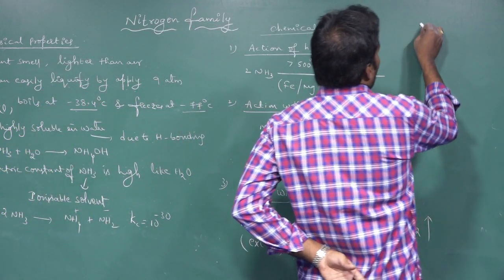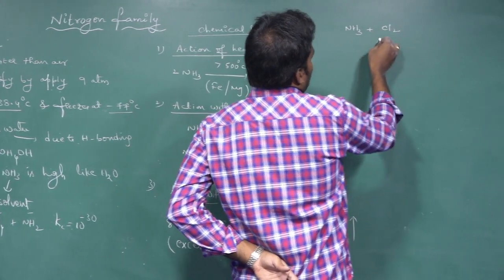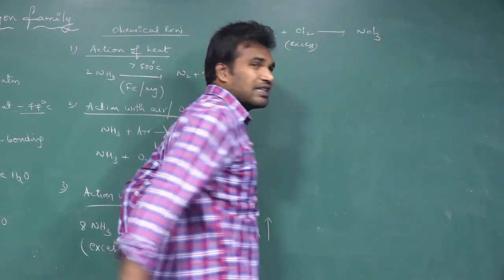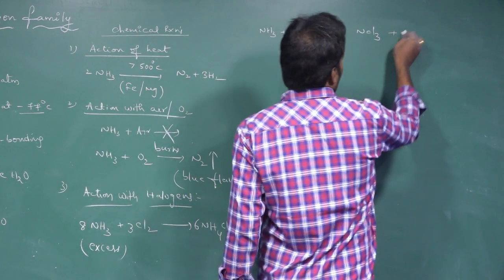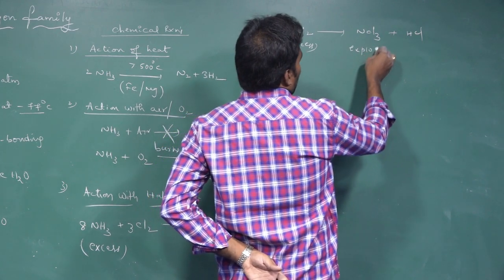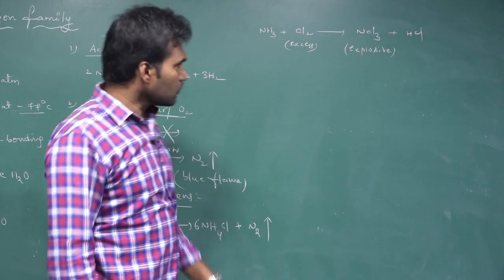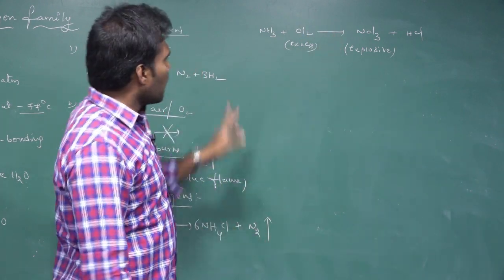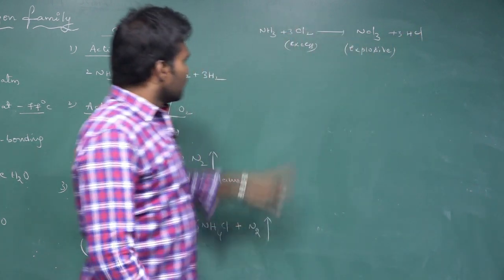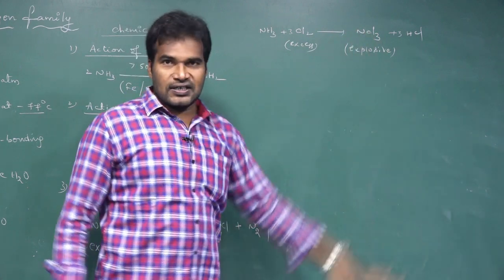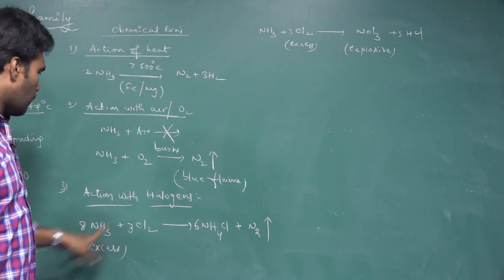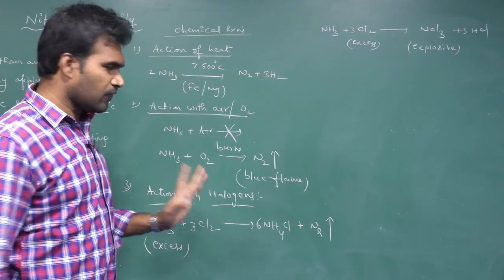Suppose if you reverse it, suppose you take chlorine in excess amounts, then what will happen? When ammonia reacts with chlorine, here chlorine is in excess amount, we get NCl3 with the liberation of HCl as a byproduct. NCl3 is used as an explosive. So when NH3 reacts with chlorine, we get NCl3 plus 3 moles of HCl. So it was balanced. When you take excess quantity of chlorine, we get NCl3. Excess quantity of ammonia, we get ammonium chloride. So this is about action with halogens.